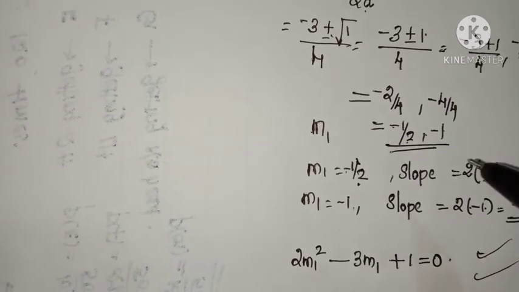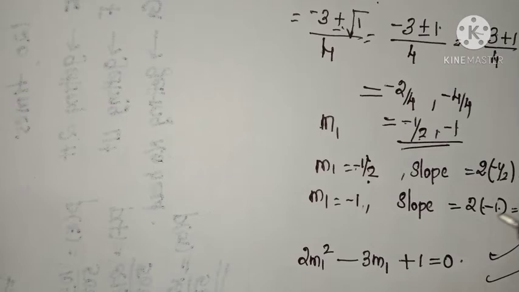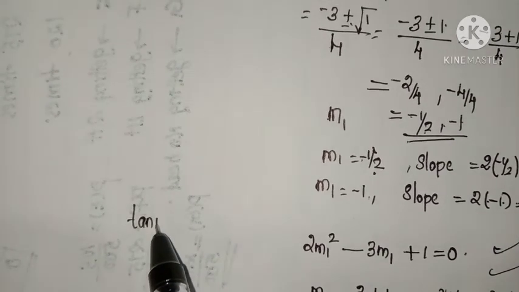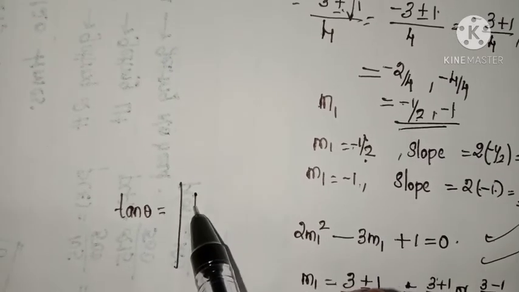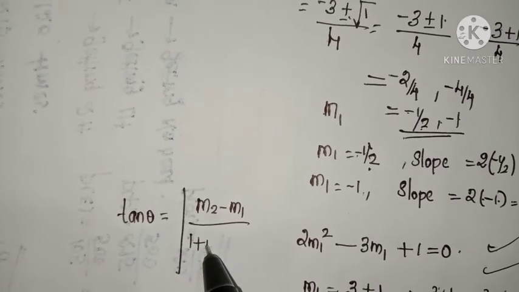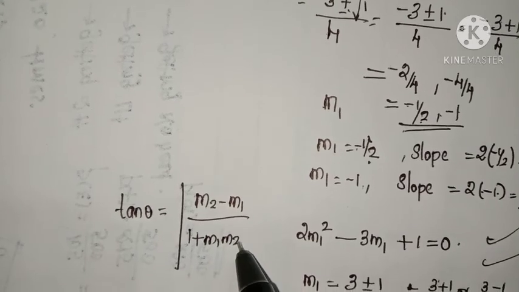Okay. So in this manner we can easily find the slopes when the angle is given, and also we can easily find the angle when slopes are given using the formula tan theta is equal to modulus of m2 minus m1 divided by 1 plus m1 m2.